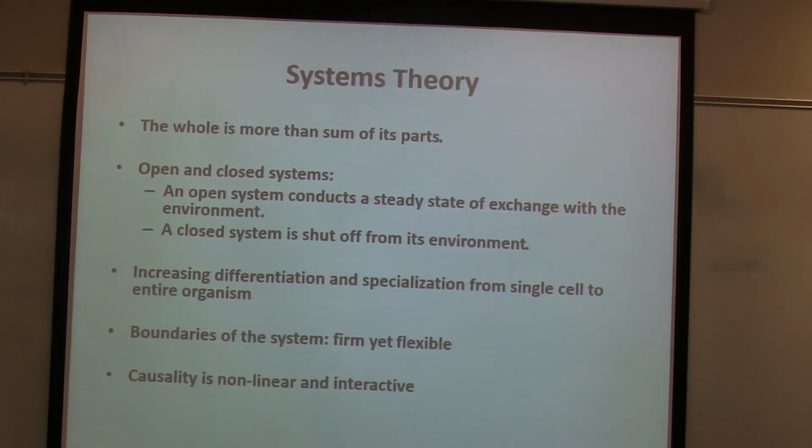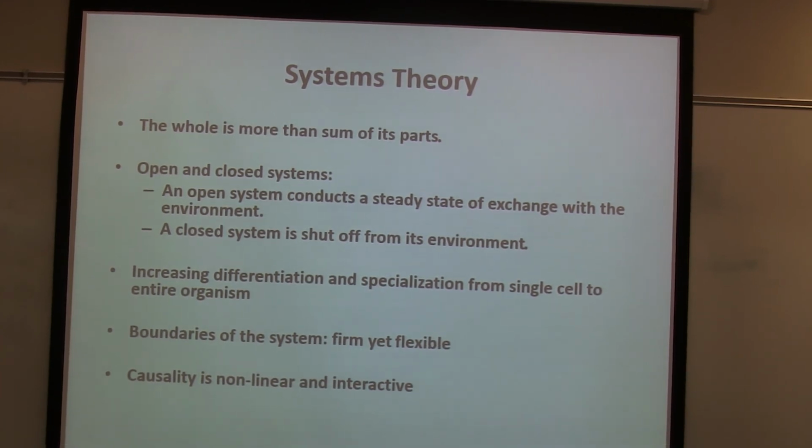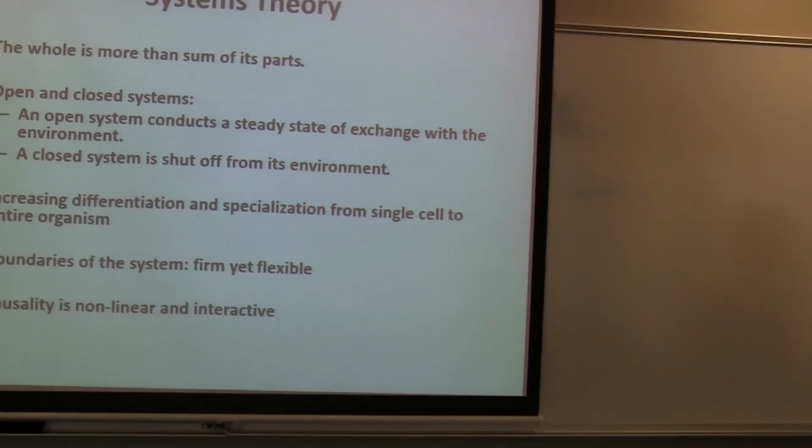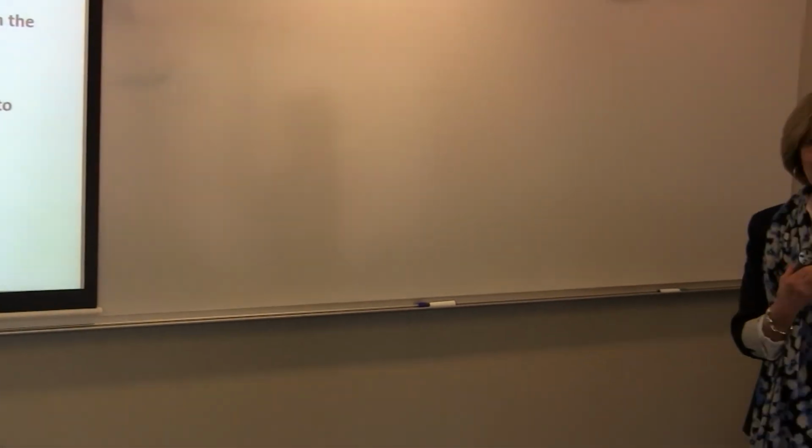So let's think about systems theory. The whole is more than the sum of its parts, is basically what it means. There are open and closed systems, and an open system conducts a steady state of exchange with the environment. So it's steady, it's consistent, and so there's input of energy and output of energy. It's open and it's flexible. A closed system is shut off from the environment. So therefore, you're not able to take in or influence the environment, and it's much more rigid and inflexible.